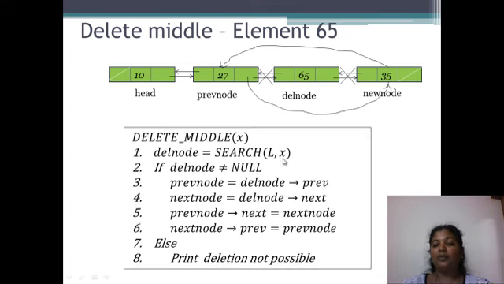And this is the pseudocode for the same. First we call the method search by passing the element to be deleted. Now the address of the node to be deleted is available in del node. If it is not null, it means that we have a node with the value we are expecting, and then we get the previous node by del node of pre and the next node by del node of next, and the previous of next is made to point to the pre node, and the next of previous is made to point to the next node. If the list is empty, then deletion is not possible.